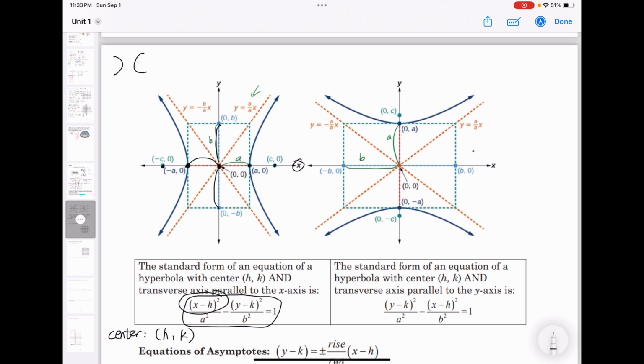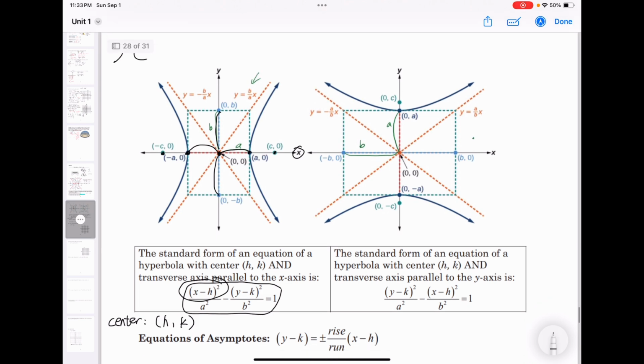So move to the left, move to the right a unit, we can find our vertices. And move up and down b unit, we can find our co-vertices. And if we move to the left and right c unit, we can find our foci. Okay, so what are the asymptotes?